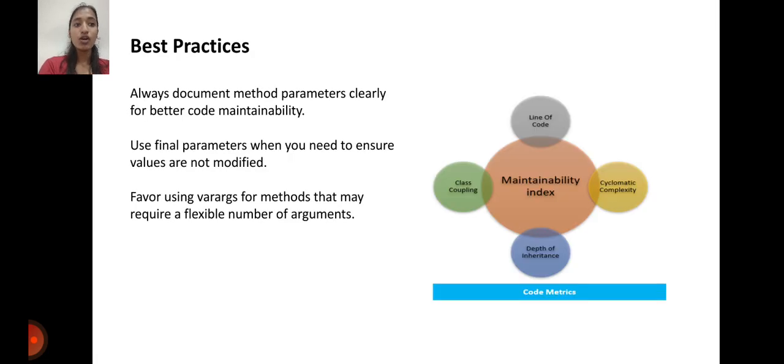Best practices. Always document method parameters clearly for better code maintainability. Use final parameters when you need to ensure values are not modified. Favor using varargs for methods that may require a flexible number of arguments. This is a small example. Code metrics: maintainability index has four types: lines of code, cyclomatic complexity, depth of inheritance, class coupling.